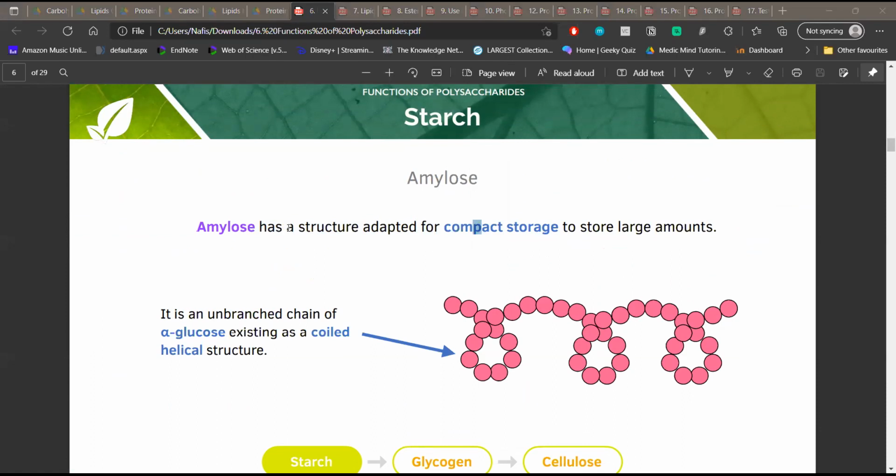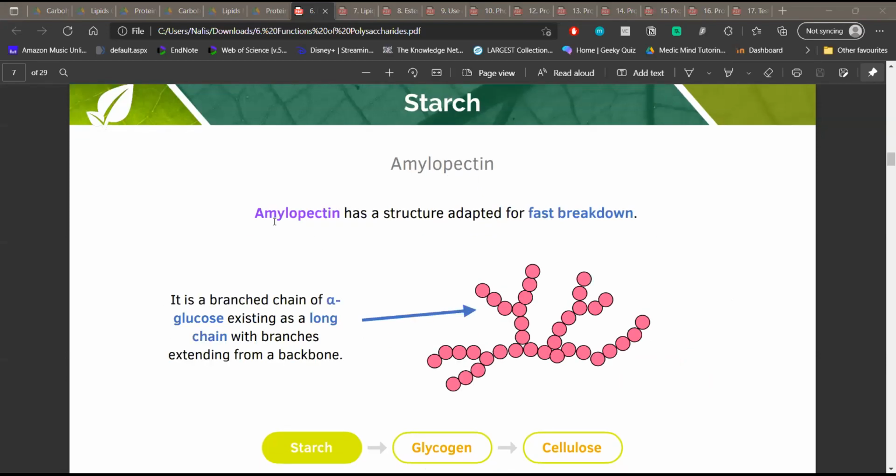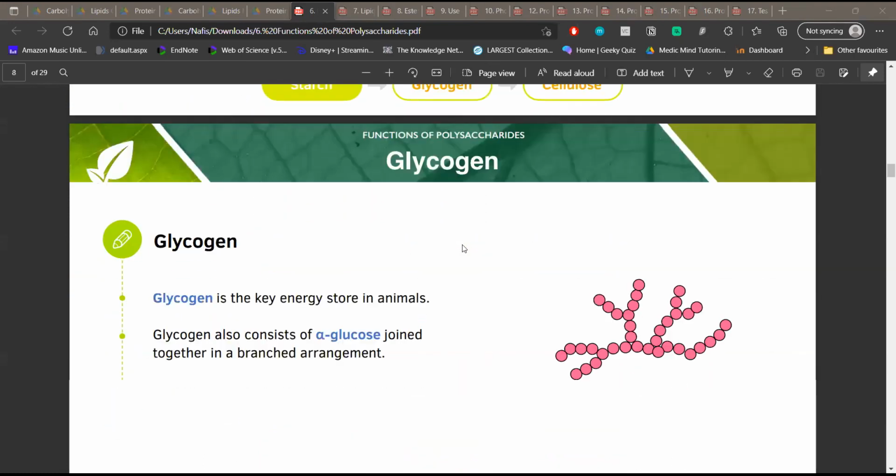So amylose has a structure adapted for compact storage, and it can store a large amount in the same area. That's why it's unbranched and has a coiled helix structure. Amylopectin, on the other hand, is very similar to glycogen. It has a structure adapted for fast breakdown. So it's a branched chain of alpha glucose, existing as long chains with branches from a central backbone, and these branches can be snipped off quite easily.